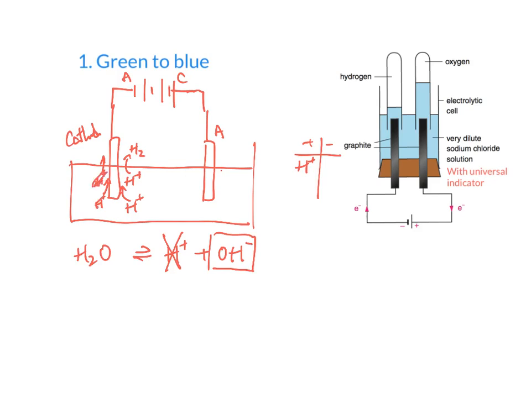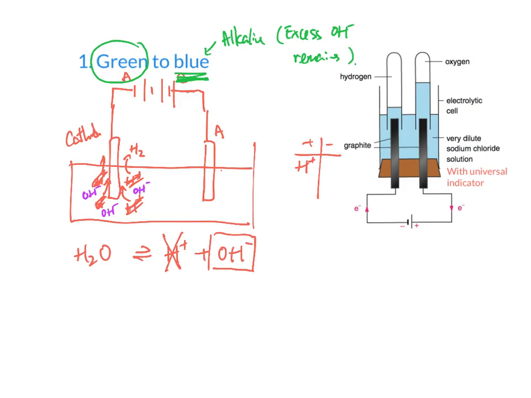So after the H plus is removed, around this electrode we will have a lot of OH minus remaining behind. As OH minus represents alkalinity, when you accumulate a lot of OH minus, the indicator will change from green to blue. This stands for alkaline, due to the excess OH minus remaining. So remember, if H plus discharges to become H2, then OH minus will remain, and the solution turns blue.